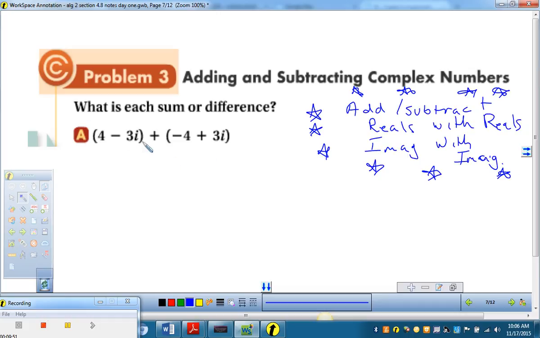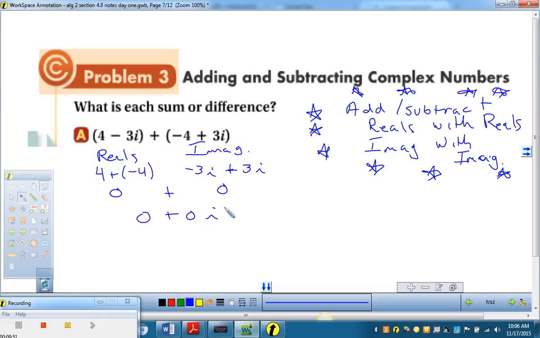Okay? So if I have 4 minus 3i plus negative 4 plus 3i, then I'm going to add the reals, which will be what? 4 plus negative 4, giving me 0. And then I'm going to add the imaginary. And I'm going to get negative 3i plus positive 3i, and I'm going to get what? 0. So the sum of these two is 0. You could write 0 plus 0i if you wanted to, but you didn't have to, because they both cancel out. Okay? Adding and subtracting, reals with reals, imaginaries with imaginaries.